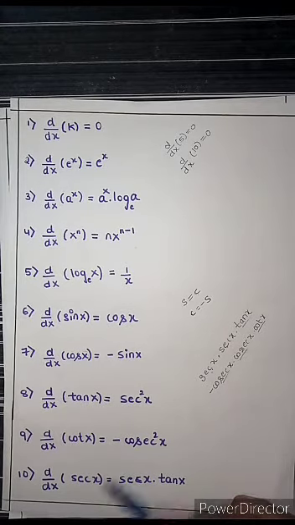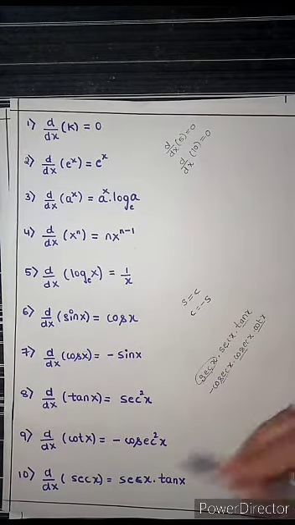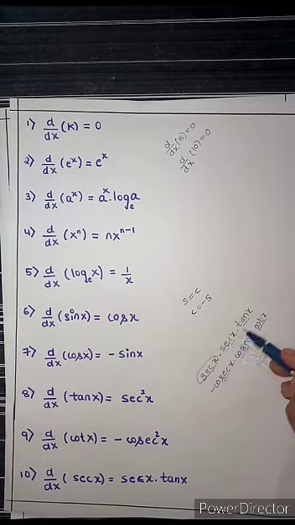Next, see 10th one, derivative of secant x. Leave this, except this you write this. Secant x tan x.